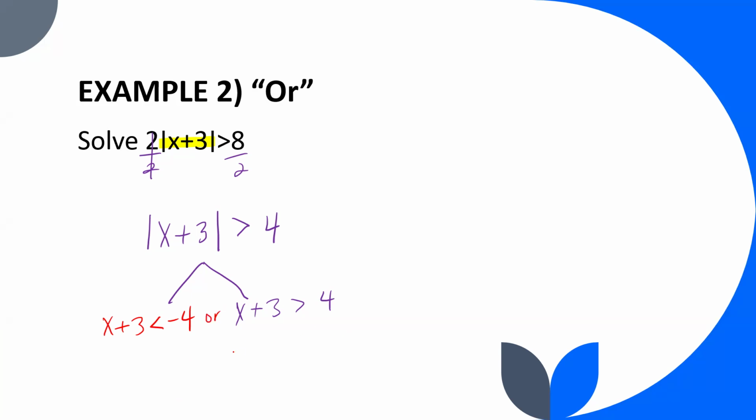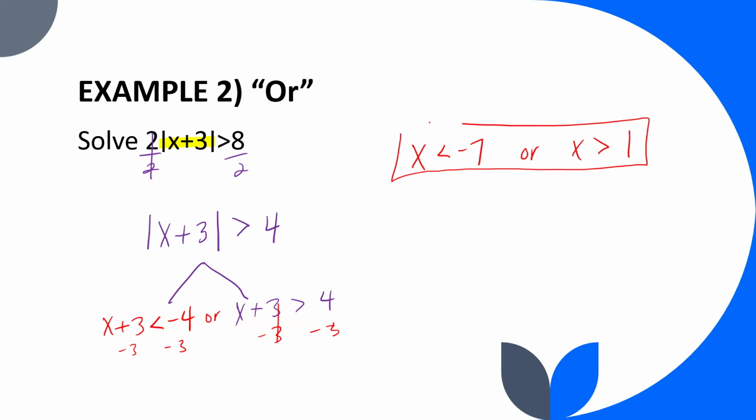And then you solve both to get x by itself. So to get x by itself on both sides, all I need to do is what? Subtract 3. So we're subtracting 3, and after we subtract 3, we're left with x is less than negative 7, or x is greater than 1. And then you combine. How do we feel? So this is your inequality solution.